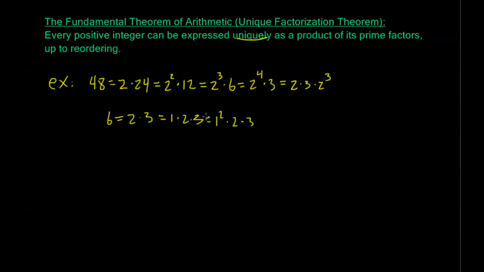Now these 3 representations of 6 are not unique up to reordering. They're actually different, right? Here I have a factor of 1, here I have a factor of 1 squared, etc. But 1's not prime, so this doesn't really matter. Here we're still just looking at the prime factorization of 2 times 3, and we always exclude the 1's in this case.